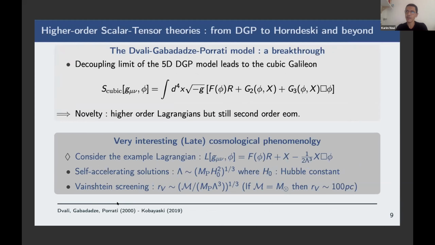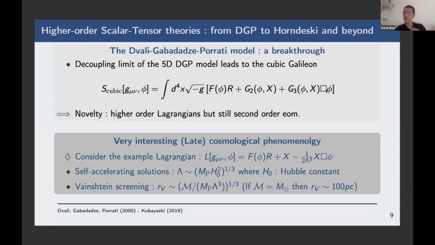In 2000, these people, Dvali, Gabadadze, and Porrati, introduced this very celebrated model, now called the DGP, or the Dvali, Gabadadze, Porrati model, which was a kind of breakthrough because they realized that it is possible to have a Lagrangian for a scalar-tensor theory where you have a second derivative of the scalar field in the Lagrangian. And this is quite interesting.